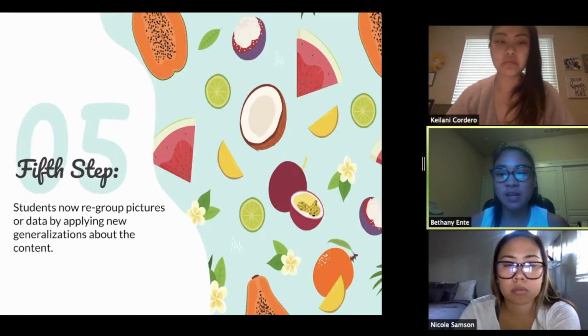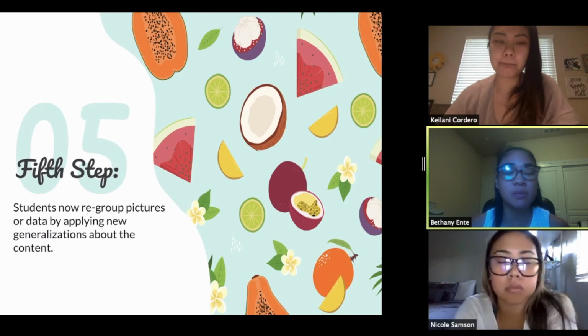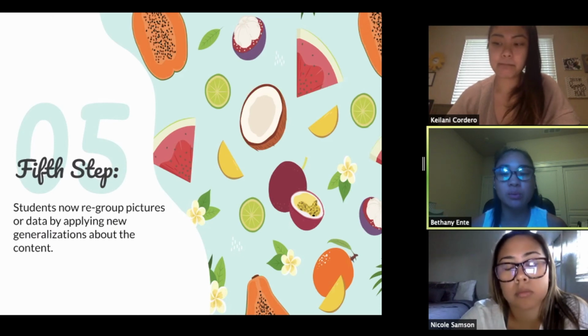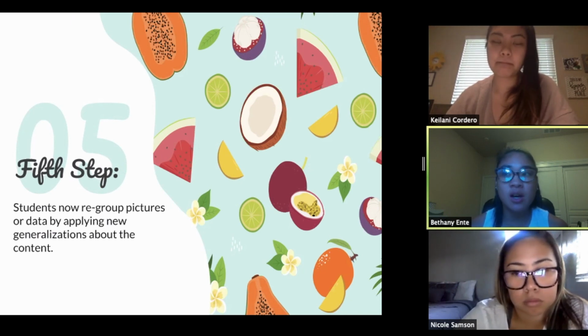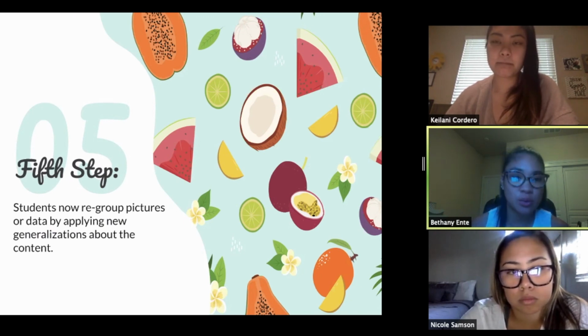The fifth step is the students now regroup pictures and apply the new generalizations that they made about the content. So that's when Kaylani at the end had us go back in our group and regroup our pictures in a different way. And this time, through the discussions, we were able to regroup them as fruits and as vegetables.